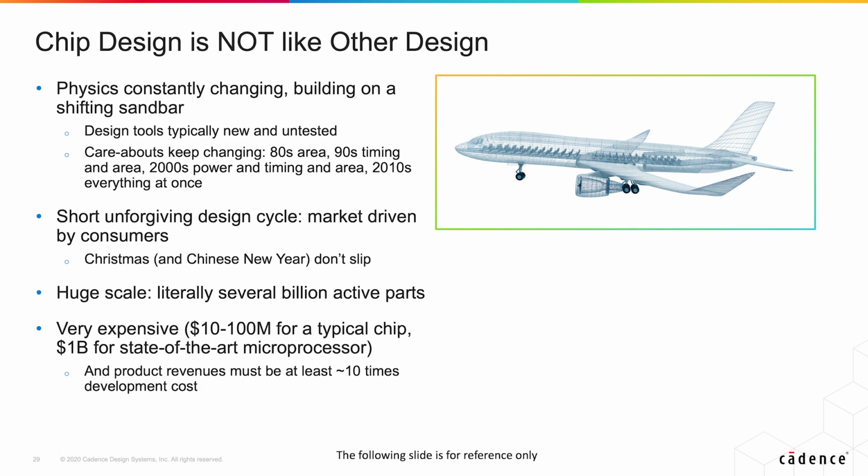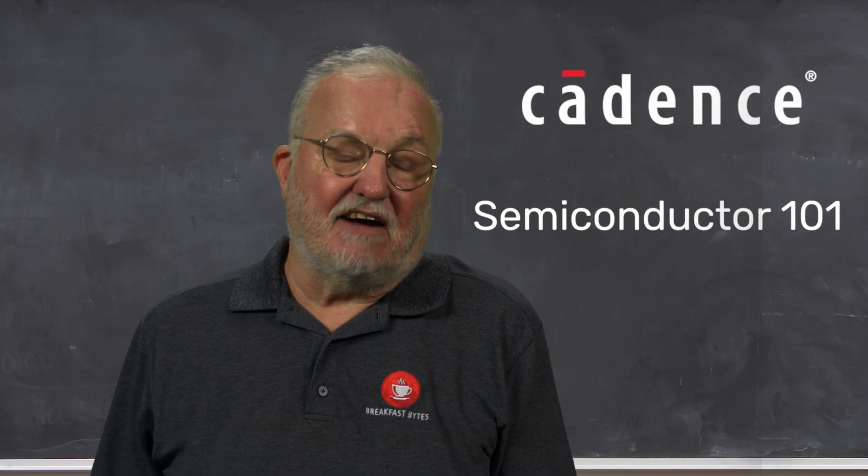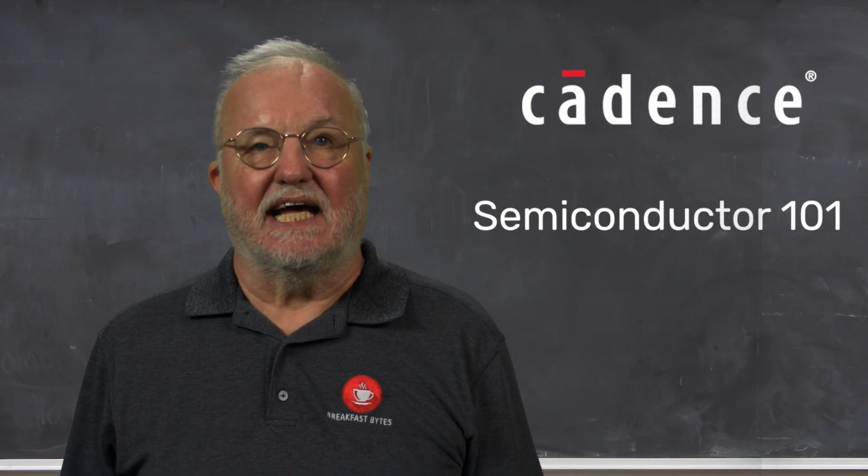And we saw earlier that they have short, unforgiving design cycles. If you're designing smartphones and you miss the Christmas market, Christmas doesn't move. So you miss the market completely. The designs are pretty expensive, $10 to $100 million for a typical chip, maybe $1 billion for a state-of-the-art microprocessor. And of course, you need to have product revenues that are big enough for that.